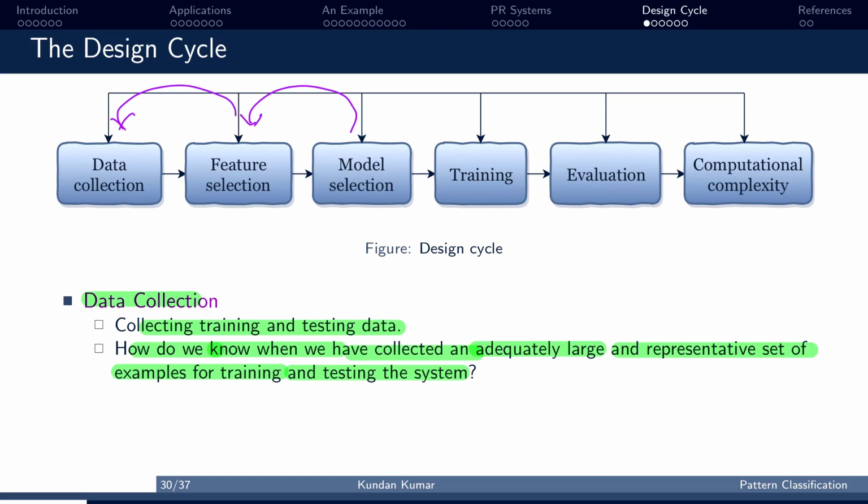That means we will collect the data, we will extract the features, then we will create the model, and we will check whether our model is performing well or not. If our model is not performing well, then again we will go back and we can change the feature type, or we will increase our number of data samples. That means we have to collect more data samples. Maybe the data samples we have collected are not adequately large, or they are not a very good representation of the system.